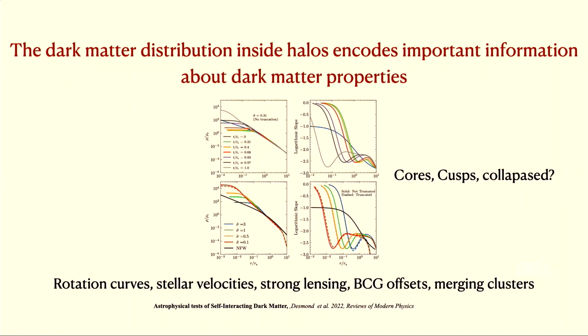So basically the distribution of dark matter in halos encodes a rich phenomenology of structure inside of it, right? Whether you're forming cores or your cusp or your collapse, these different stages of halo evolution can be tested by a variety of observations that we can look into.